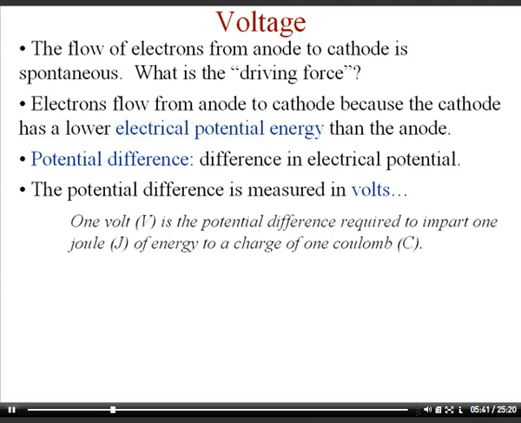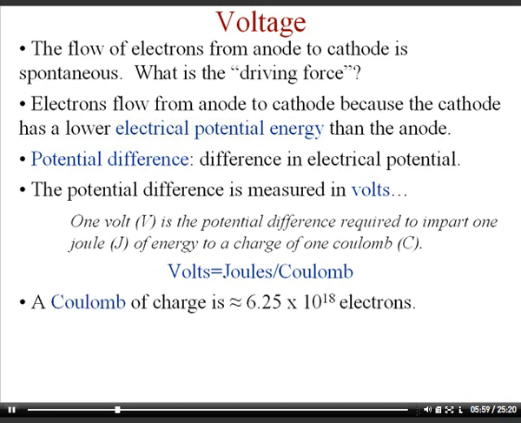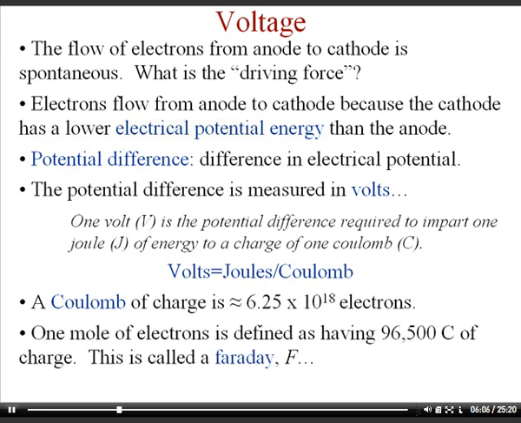Now, the definition of a volt is the potential difference required to impart a certain amount of energy, that's 1 joule of energy, into a certain amount of charge, and the unit for charge is called a coulomb. And so the unit for volts is actually a joule of energy per each coulomb of charge, and a coulomb of charge is simply a certain number of electrons. It's defined as 6.25 times 10 to the 18th electrons. And if you had 1 mole of electrons, the amount of charge would be 96,500 coulombs of charge, and that has been nicknamed a Faraday.